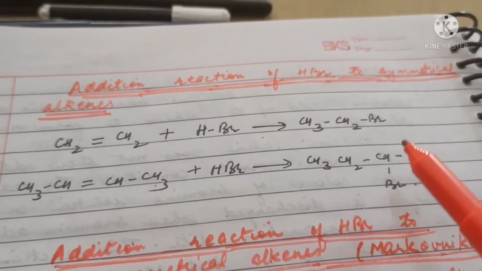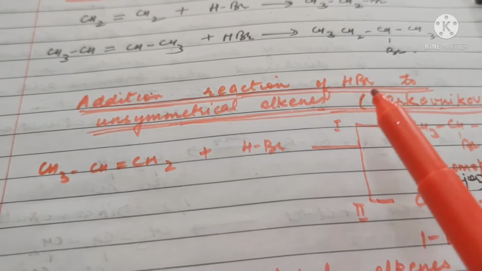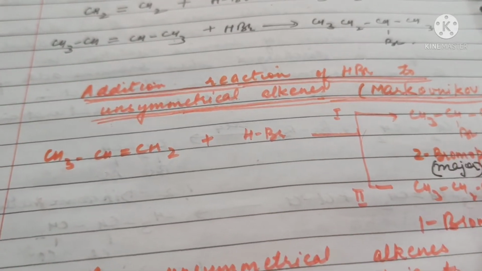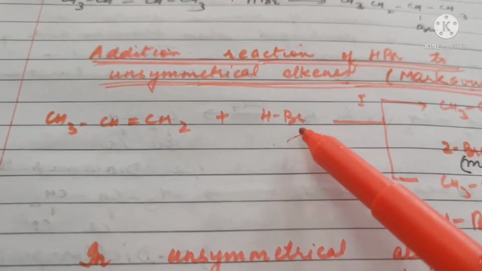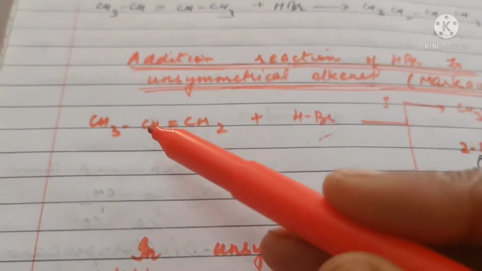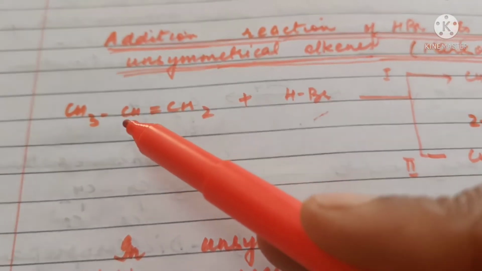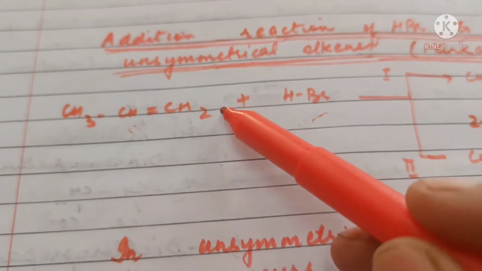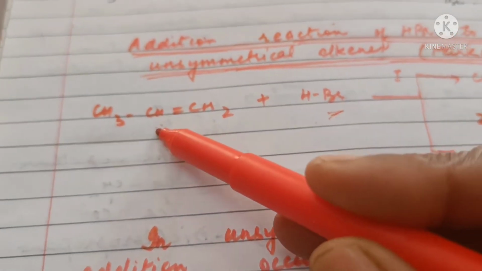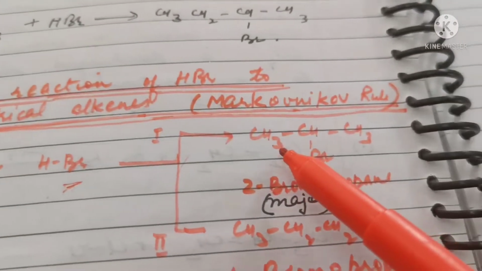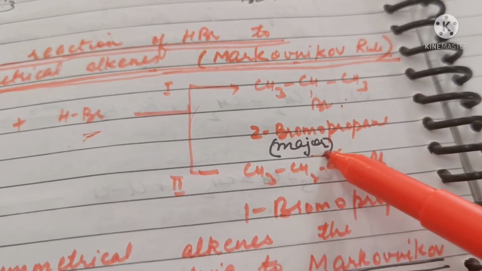But when HBr is added to unsymmetrical alkenes, then the addition occurs by Markovnikov's rule. Markovnikov's rule states that the negative part of the adding molecule will go to that carbon atom which has a lesser number of hydrogen atoms. So this is an unsymmetrical alkene. One carbon has one hydrogen, another has two hydrogens. So the negative part will preferably get attached to that carbon which has fewer hydrogens, so that although both the products are formed, this will be formed in greater proportions.